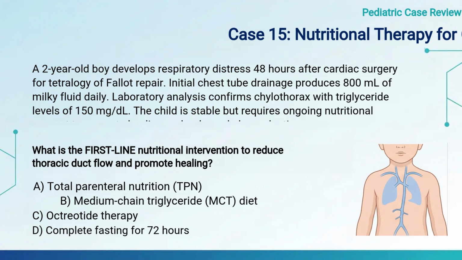The child is stable but requires ongoing nutritional support to promote healing and reduce chyle production. What is the first-line nutritional intervention to reduce thoracic duct flow and promote healing? Option A, total parenteral nutrition. Option B, medium-chain triglyceride diet. Option C, octreotide therapy. Option D, complete fasting for 72 hours.